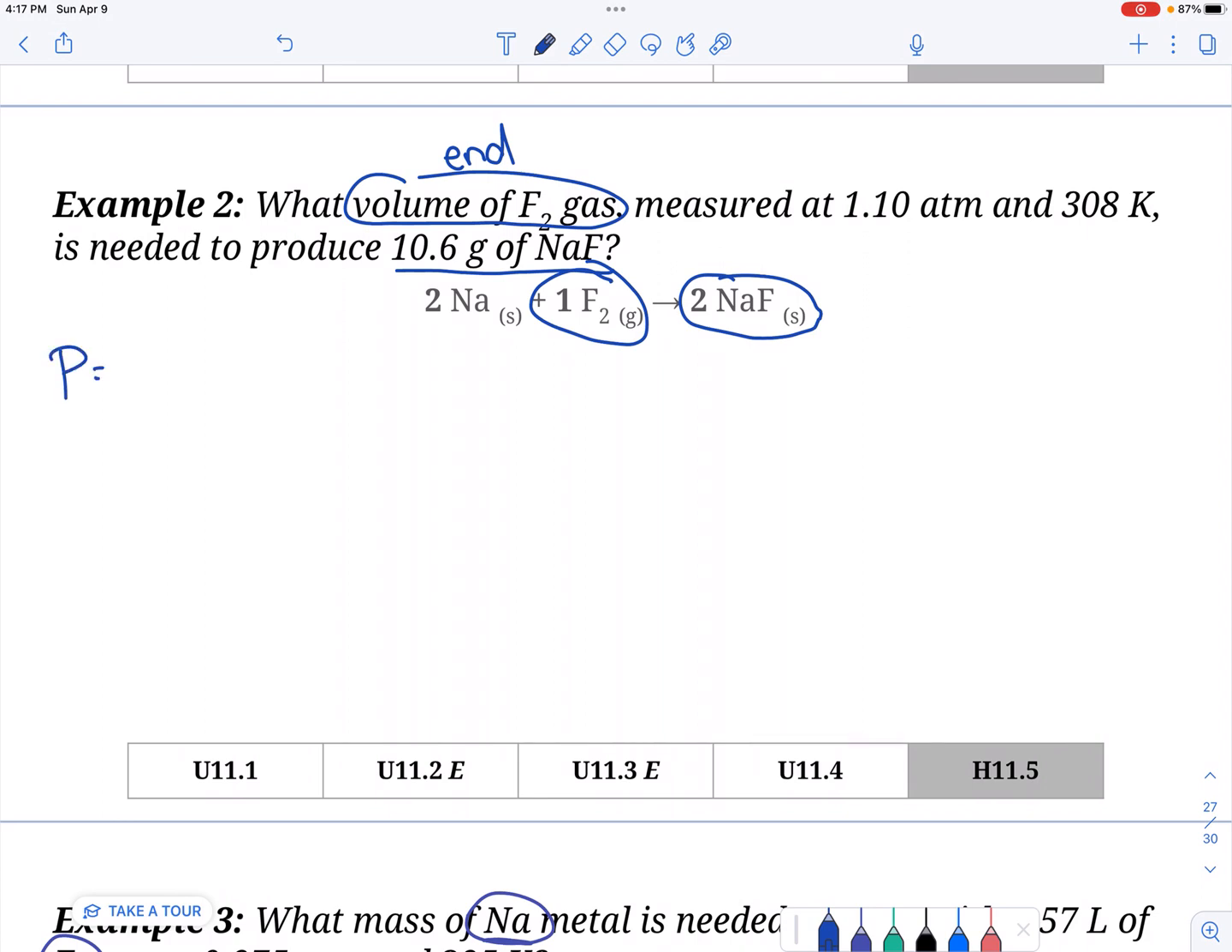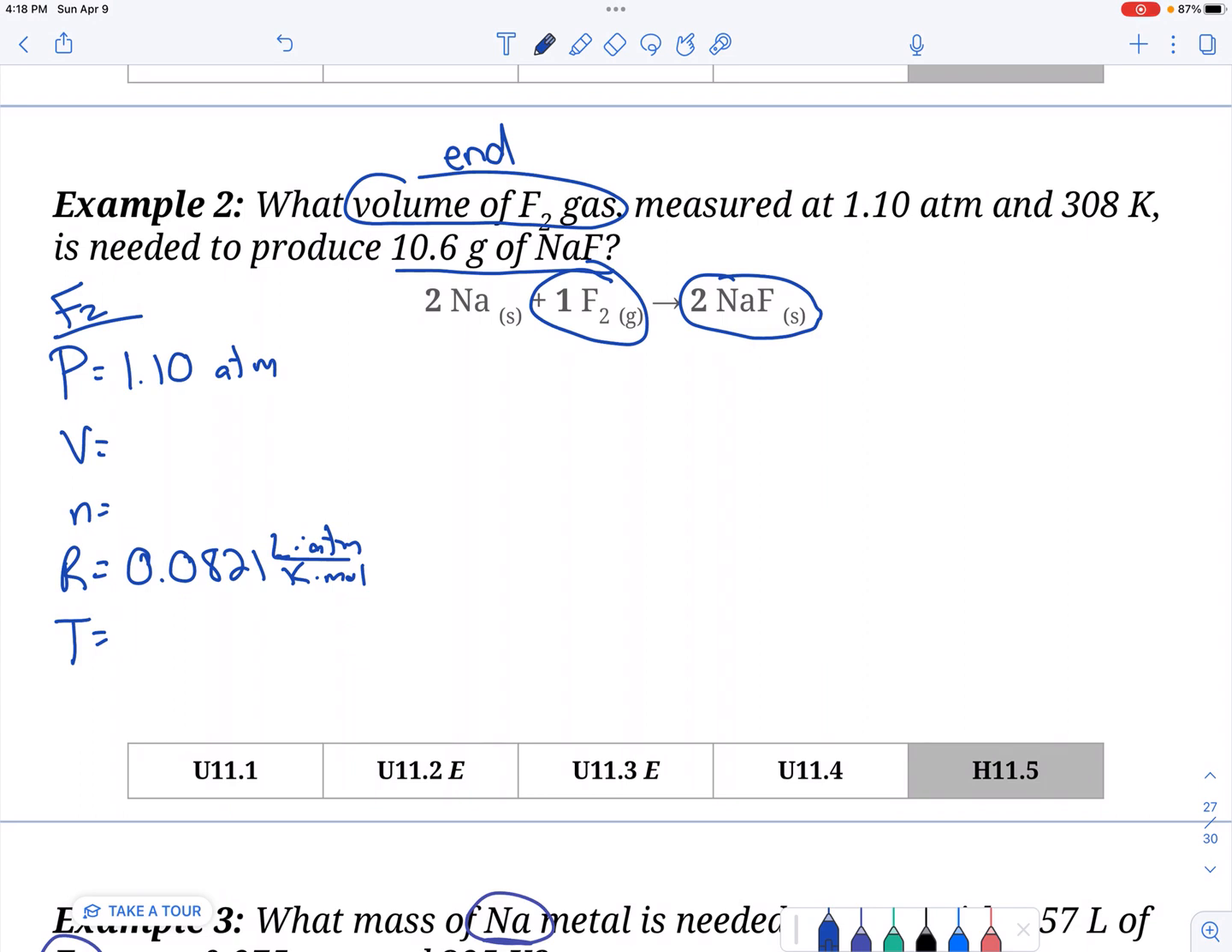So again, I'm going to start with my ideal gas law. And again, the ideal gas law is talking about F2. So pressure, I know that. The volume I don't know, but that's my ending point, so I'm going to leave that blank. N, I don't know at this point, but I will need to calculate that soon, and we'll come back to that. R, of course, I know. Temperature, I know as well. So now I don't have enough information to solve the ideal gas law.